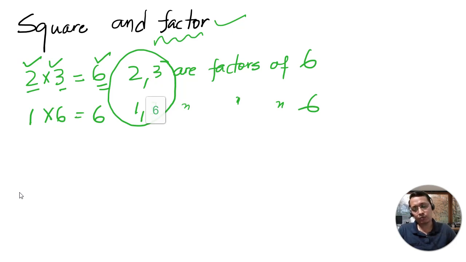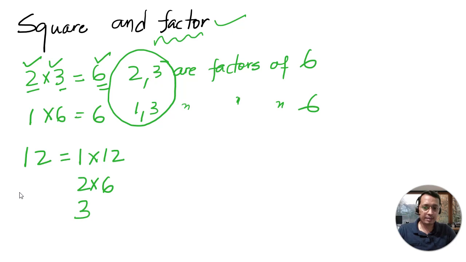Similarly, let's consider the number 12. What are the factors? First, find what I can multiply to get 12. 1 multiplied by 12 is 12. Yes, correct. Then 2 multiplied by 6 is 12. Yes, correct. 3 multiplied by 4 is 12. Yes, correct. What else do you have? You don't have anything else, right?